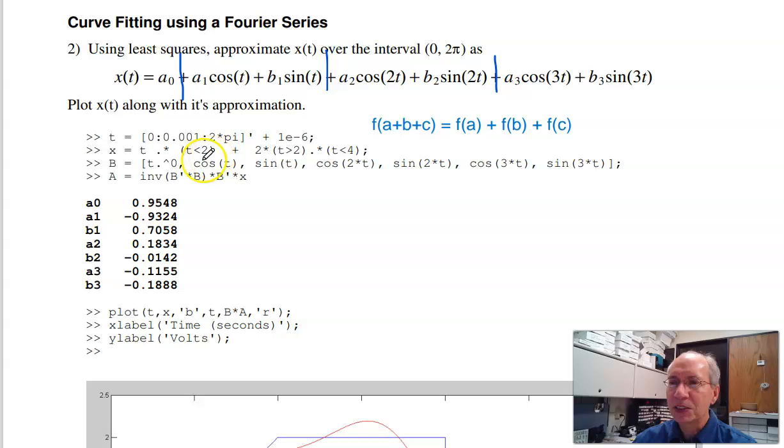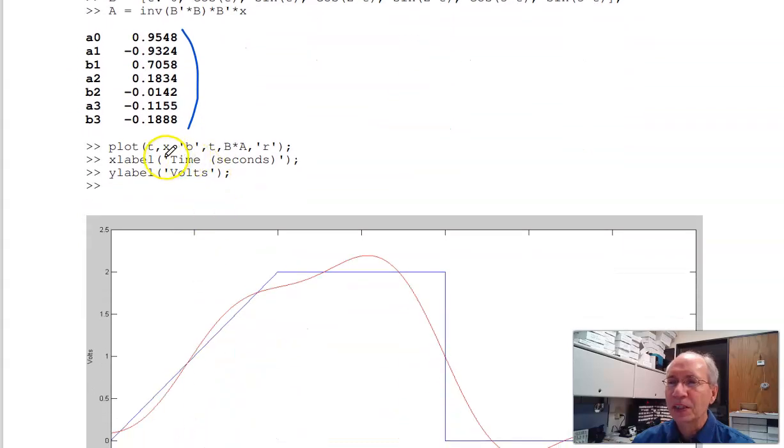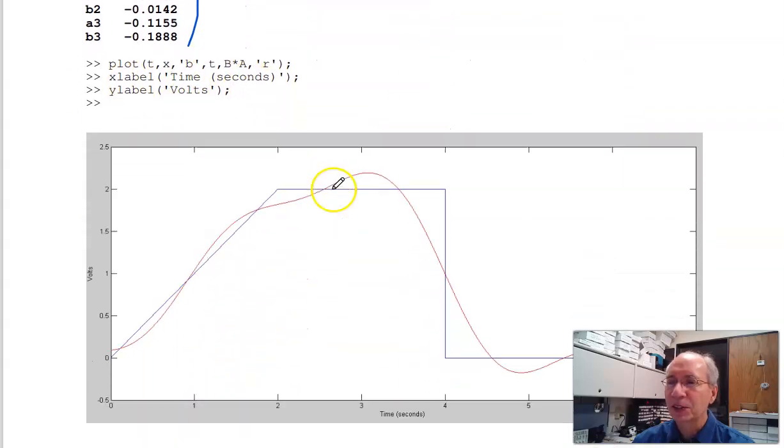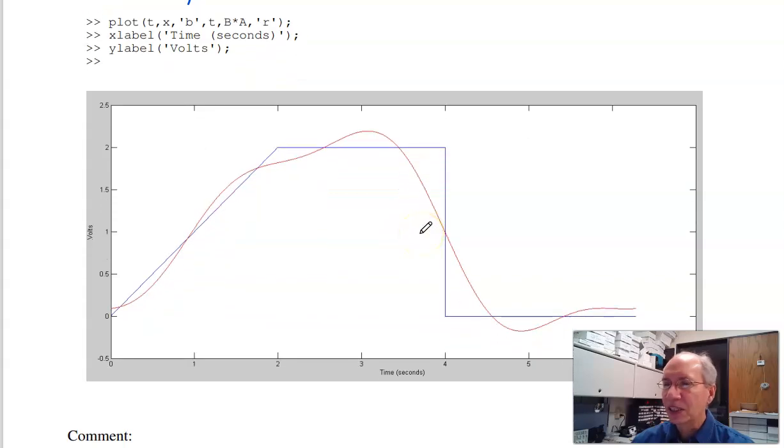So here's my basis: 1, cosine t, sine t, cosine 2t, sine 2t, and so on. Do least squares curve fit, I get a bunch of numbers. It's just a curve fit. If I plot the two together, t versus x, t versus a curve fit, it looks a little bit better. If I added more and more terms, it'd match even better and better. So in terms of problem 1 versus number 2, it's just a curve fit. Which one's better? Really hard to say.